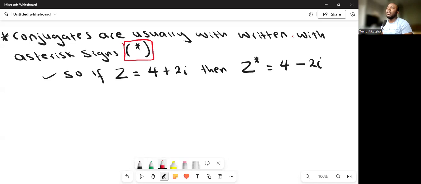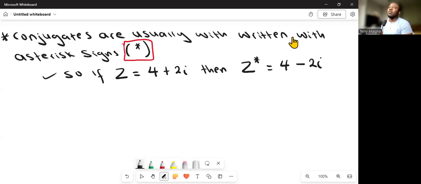So if they tell you, for instance, z asterisk, it's telling you that z has to be multiplied by the conjugate of z, something like that. So you need to be very careful. Several questions can come in different ways. Just so you know, when we talk about asterisks, we're talking about conjugate, okay?